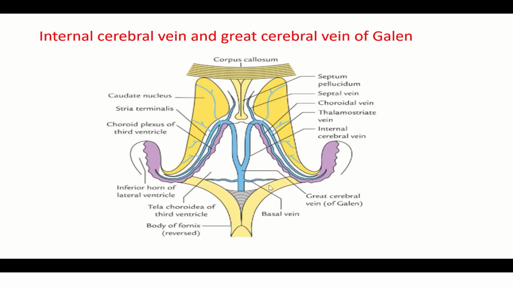You can see here, this is the choroidal vein. There is a septal vein and a choroidal vein. There is a septum pellucidum. On either side, you can see these are the septal veins, and here you can see this is the choroidal vein, and here this is the thalamostriate vein draining the thalamus as well as the basal ganglia. So the thalamostriate vein, choroidal vein, and septal vein all join to form the internal cerebral vein. You can see both internal cerebral veins joining to form the great cerebral vein of Galen, and you can see the great cerebral vein of Galen receiving the basal vein.